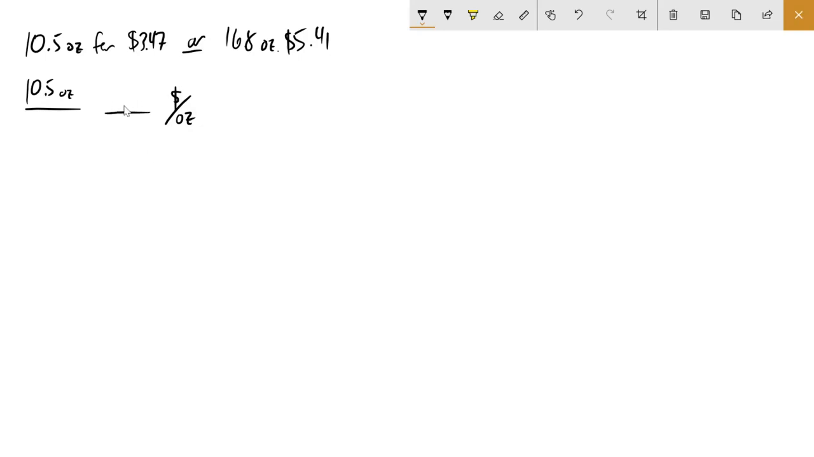What number goes here? Yeah, the dollars goes on top because the dollars are on top in the unit. What number goes on bottom? The ounces, because the ounces are on the bottom in the unit. And so then what we're doing is we're doing 347 divided by 10.5, and then what does that come out to be?